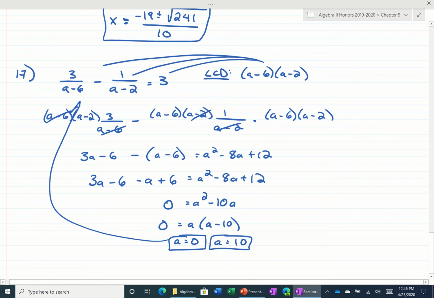Let me see here. Did I do that right? A minus 6 and a minus 2. Looks like the book's getting a different answer. Let me see what they did. A minus 6 and a minus 2. I did that kind of quickly here. 3a minus 6 minus a minus 6. Yep. Equals a squared minus 2a. That's minus 8a plus 12. Yeah, I did that right. And then minus a plus 6. Yep. 2a. So you subtract that. That's 10a.